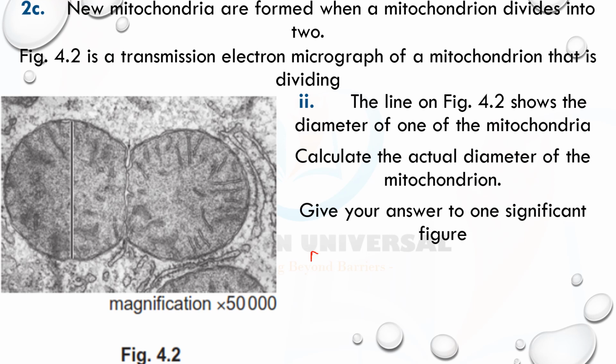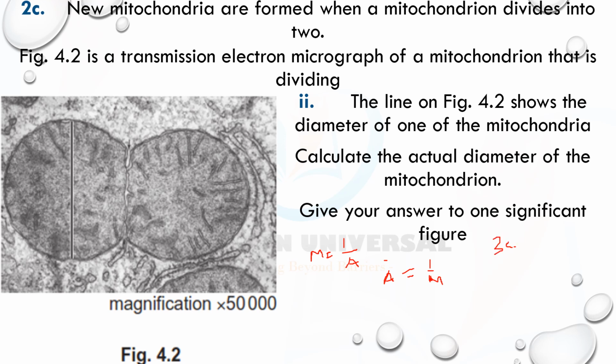So magnification is image over actual. Okay, so what will be actual? Actual will be image over magnification. So how do we get our image? Just take your ruler and measure from here to there. That's about 3 cm if you measure it on real paper; here it might differ because of different font size. So 3 cm, convert 3 cm to micrometers.